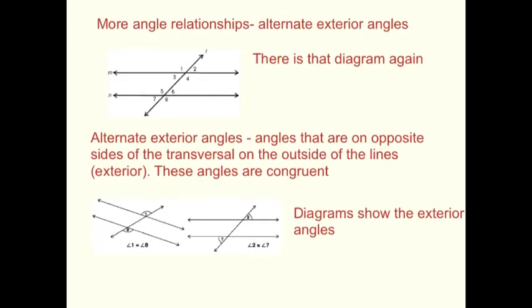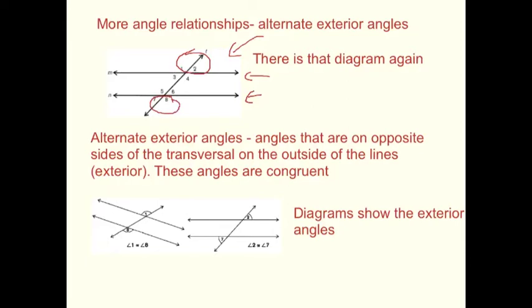Our second type of angle we're going to talk about is alternate exterior angles. Again, favorite diagram. So that diagram has 8 angles. When we talk about exterior angles, we're talking about, if the parallel lines were the slices of bread, where we would hold the bread. So in that case, the exterior angles would be 1 and 2, and the exterior angles would be 7 and 8.